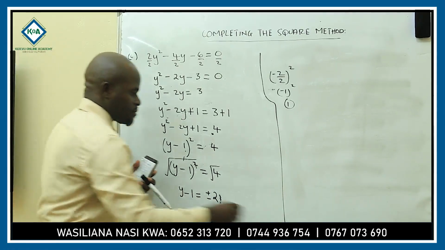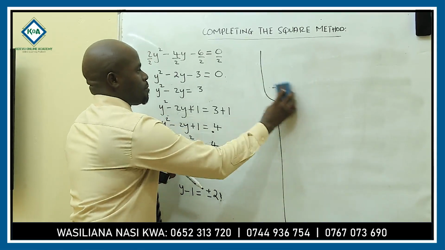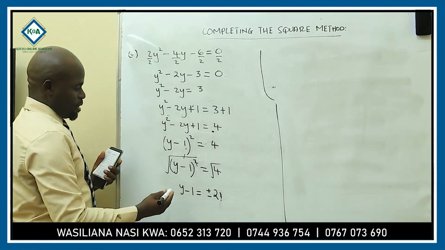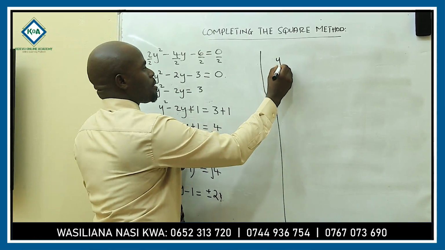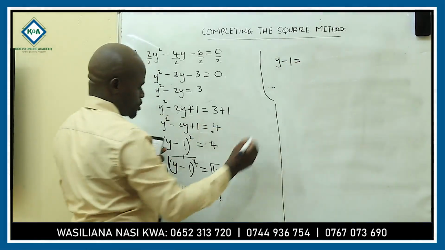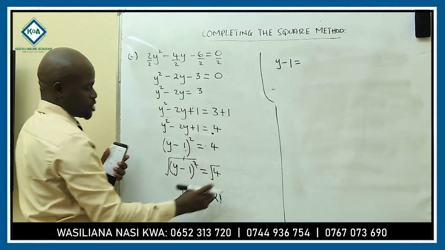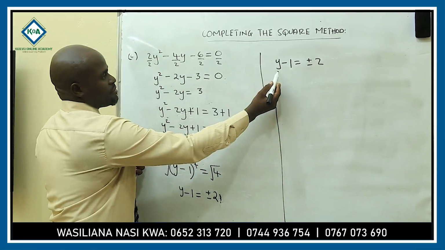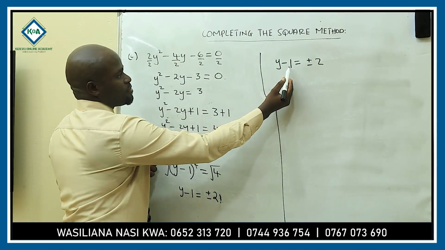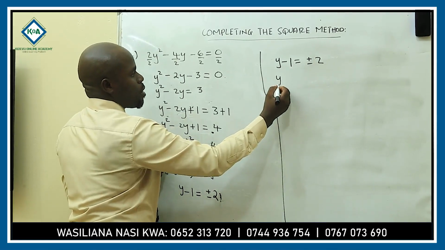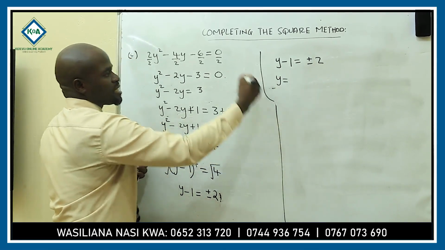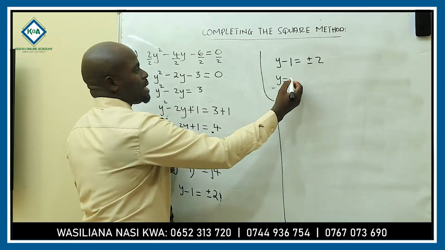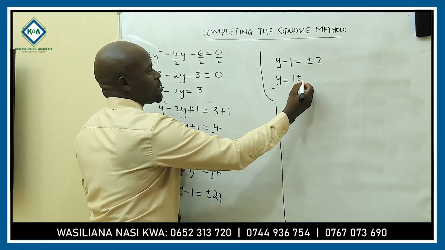Then we have y minus 1 is equal to plus or minus 2. We find the value of y, so we have to shift this negative 1 to the other side. So it will be y is equal to, this is minus, when it goes there, it will be plus 1, then plus or minus 2.